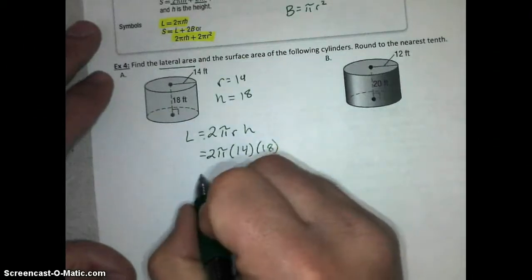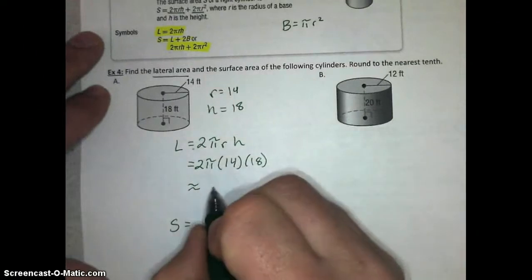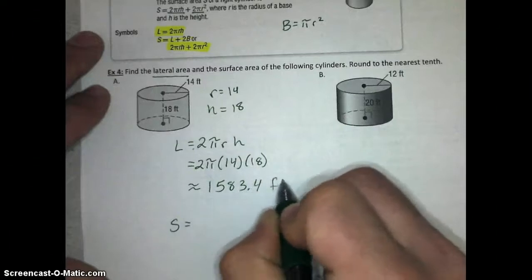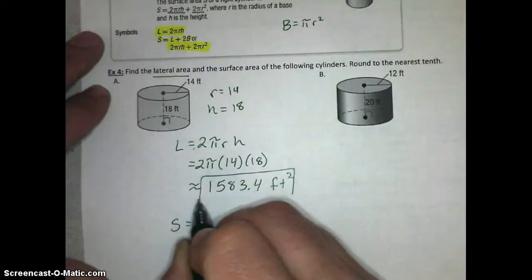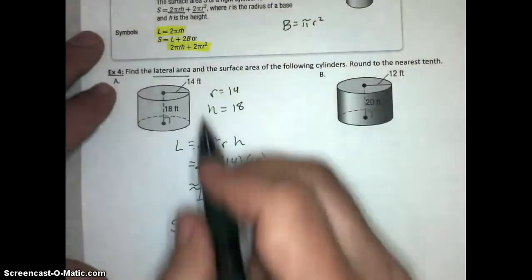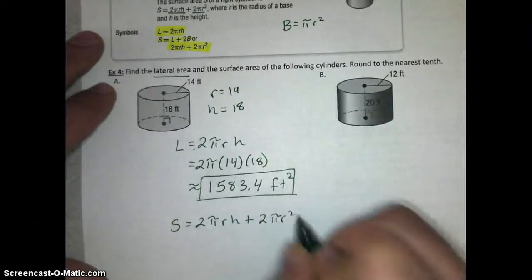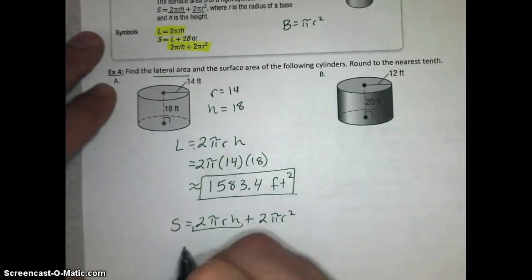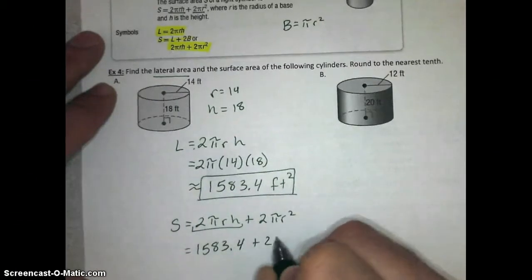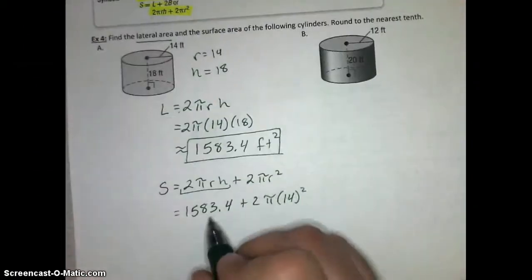And when we do that calculation in our calculator, if you need some time, pause the video. Otherwise, this is what we should get. 1,583.4 square feet. That's our lateral area rounded to the nearest tenth. You just do 2 times pi times 14 times 18. Surface area uses that formula 2 pi r h plus 2 pi r squared. But we already know that portion of it, and so we can just take that and add 2 pi times our radius of 14 squared. So we're really just going to do this and add it to that previous answer.